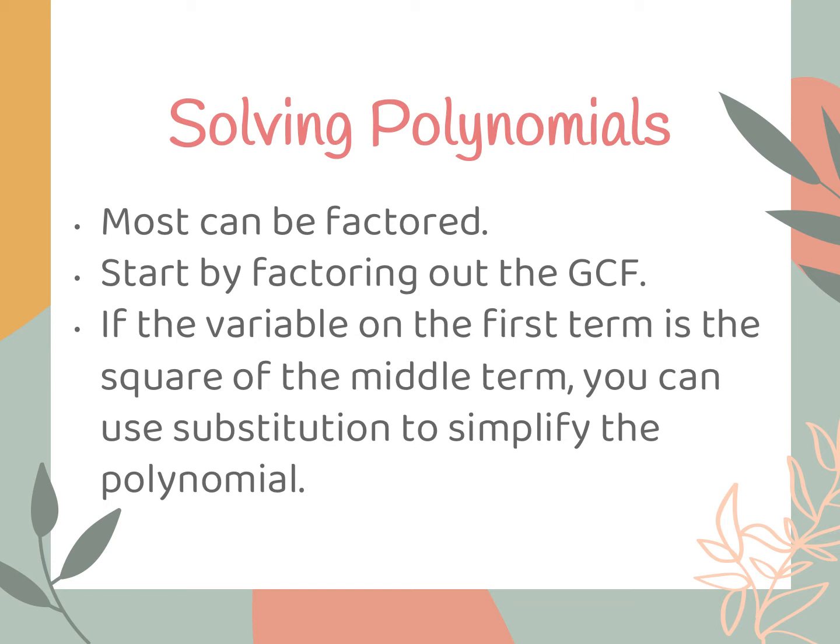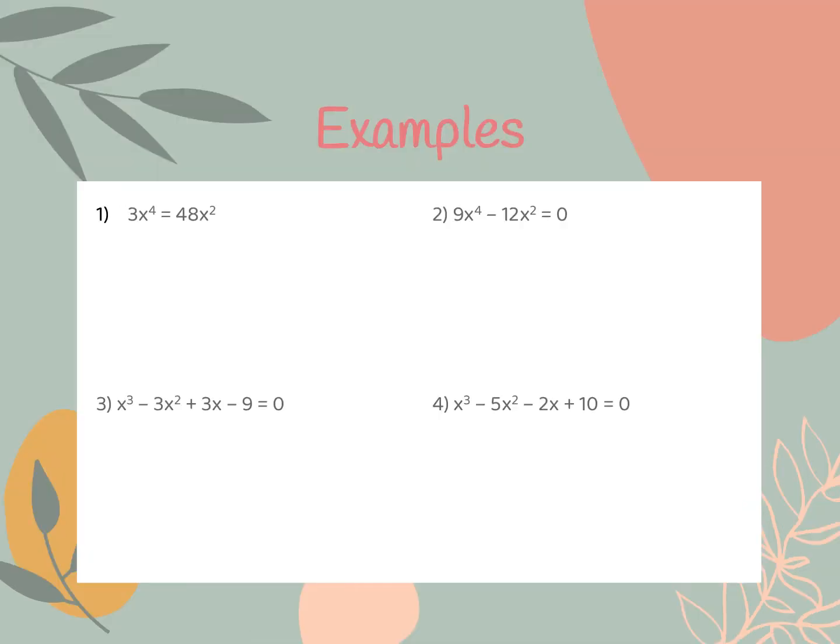If they weren't factorable, you could use the quadratic formula. If they're factorable, the first thing you want to check for is, can you factor something out? Because it tends to be what we forget. You want to factor something out, but you can't get rid of it. You keep it there on the front of your parentheses, and then that would be one of the factors you set equal to 0. If the variable on the first term is the square of the middle term, you can use substitution to simplify the polynomial. We'll get to the end, and I'll say this is what I was talking about before, and then you'll know what that means. So we start with ones you should already know how to do.